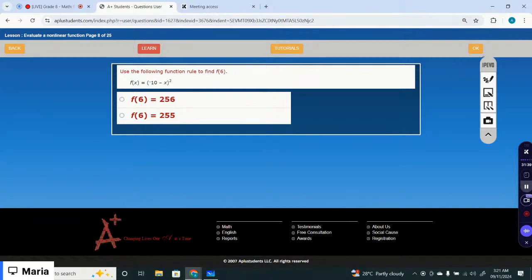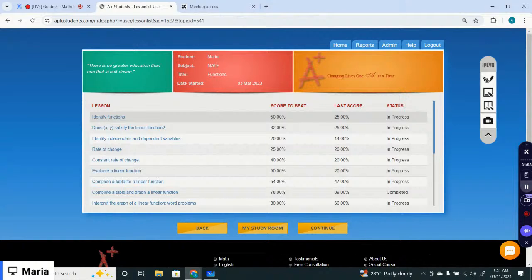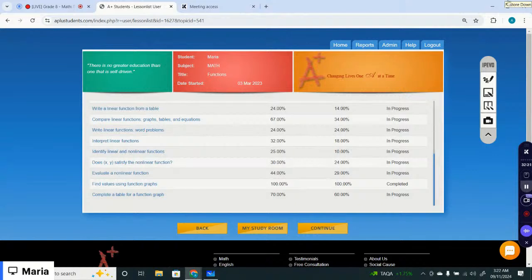Let's just move on to the next lesson. The next lesson is find values using function graphs.